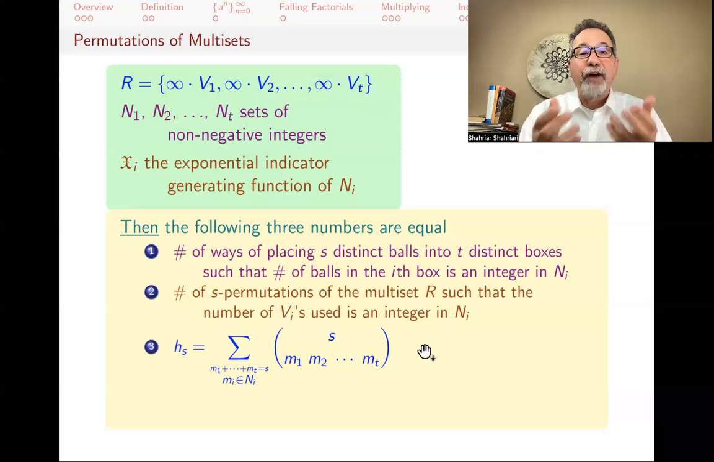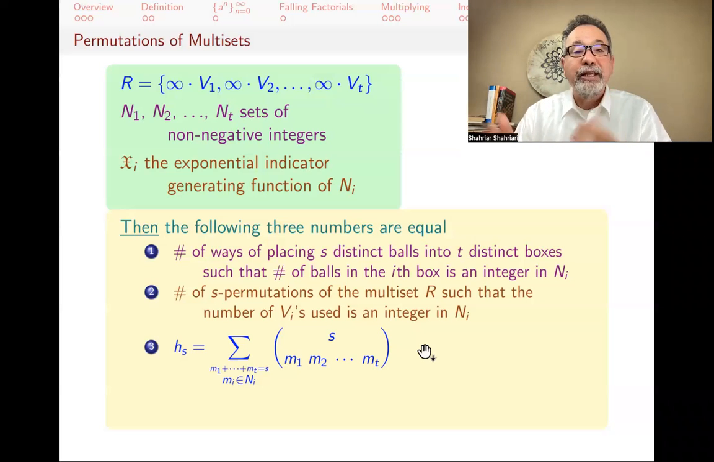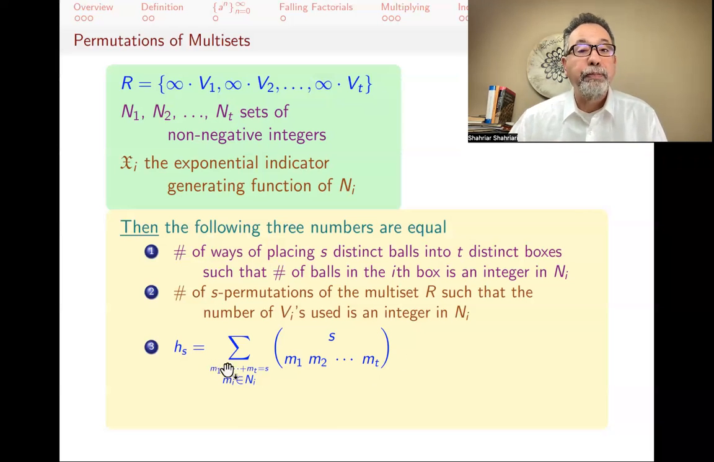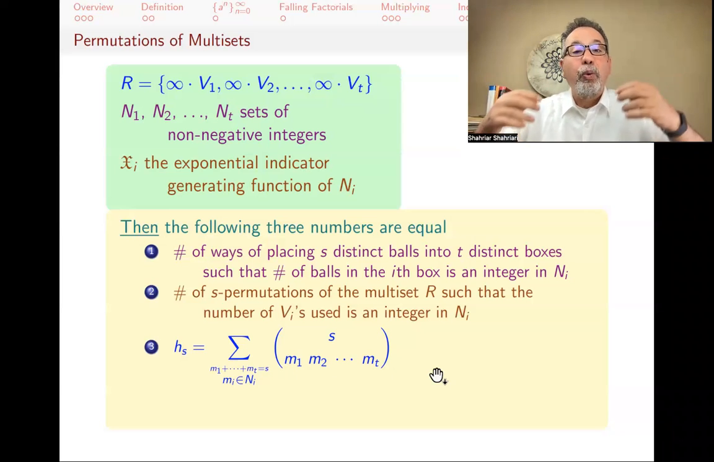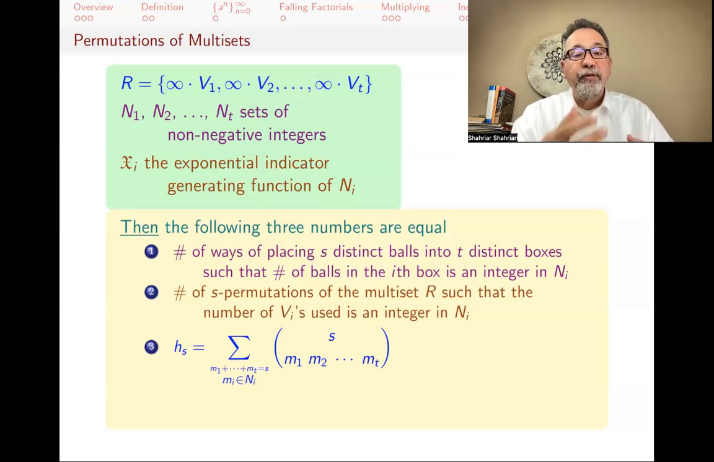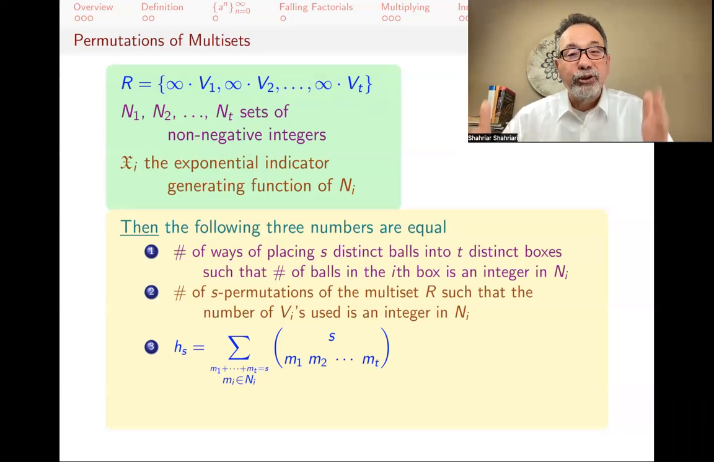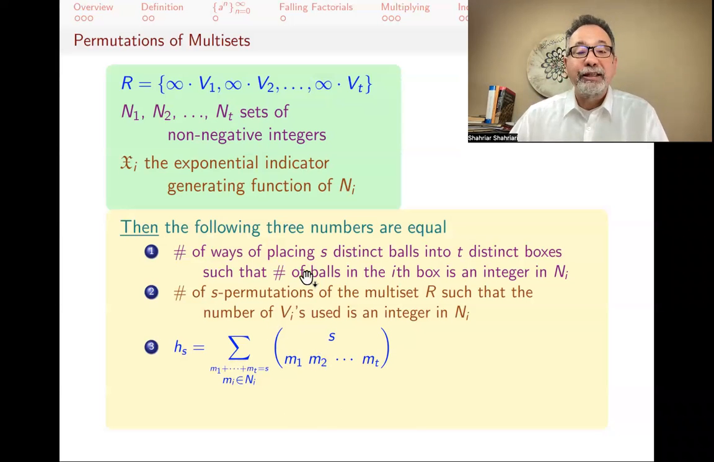But if I solve that once, I just get one possibility. I have to solve this again because there might be multiple. In fact, there will be plenty of solutions to this equation. For each one of them, I will have one choice of how many v1s, how many v2s, how many vt's to take. And for each one of those choices, I will have a multinomial coefficient number of ways of doing it. And so when I add it up, I will get the answer that I want.